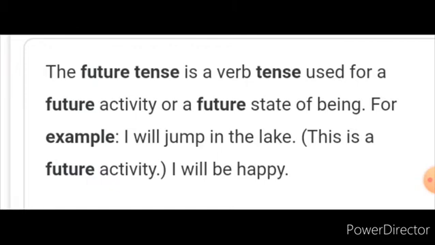I will be happy. Look at the verb will be. I am not happy now or in the past. I will be happy only in the future. Will be is mentioned here, so it represents the future tense. Future tense refers to an action which will take place in future. I will jump in the lake. Look at the word will. That refers to the future tense.